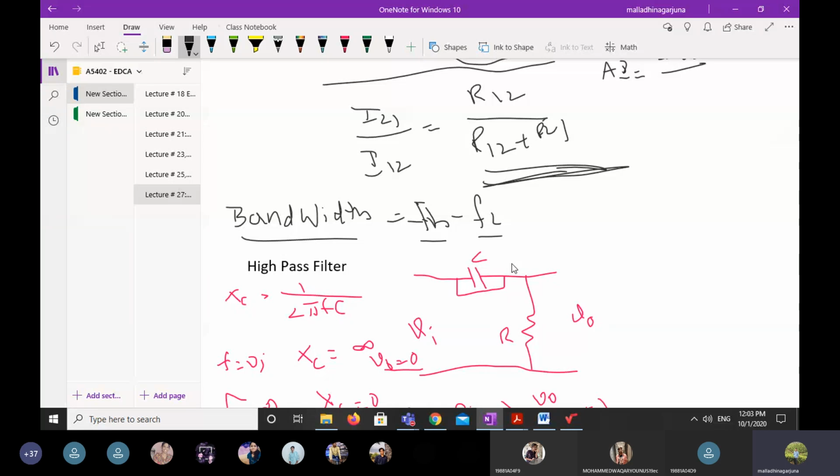So, for example, you design an amplifier. That amplifier amplifies only for a set of frequencies. So there should be some minimum frequency and there should be some maximum frequency. If we speak within the range of that bandwidth, then only the signal can be amplified.